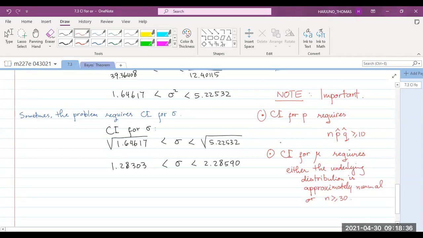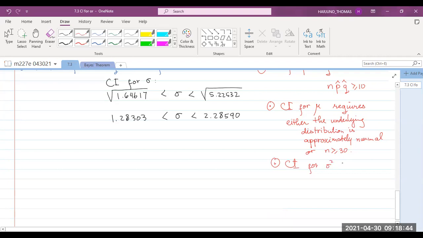Now the thing is, the confidence interval for sigma squared requires the underlying distribution, the population where you get the sample from, has to be normal.